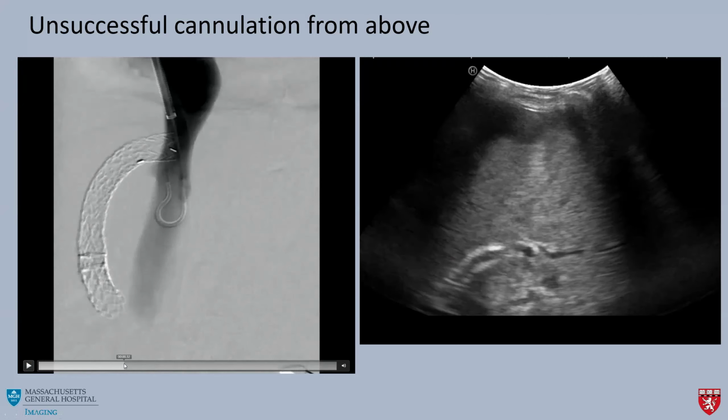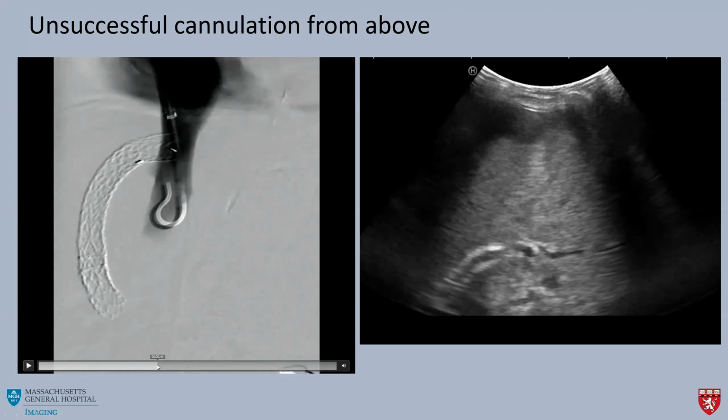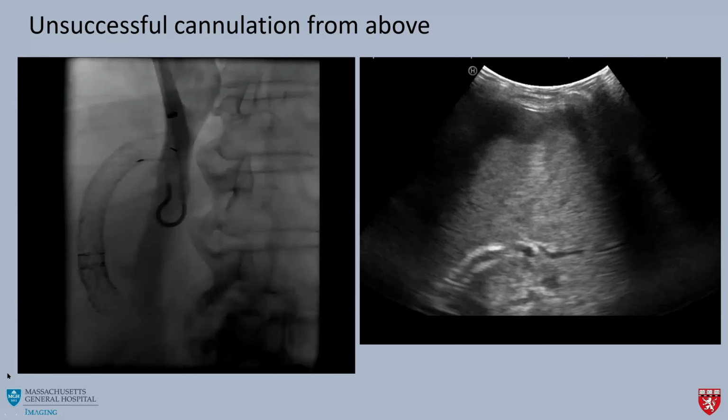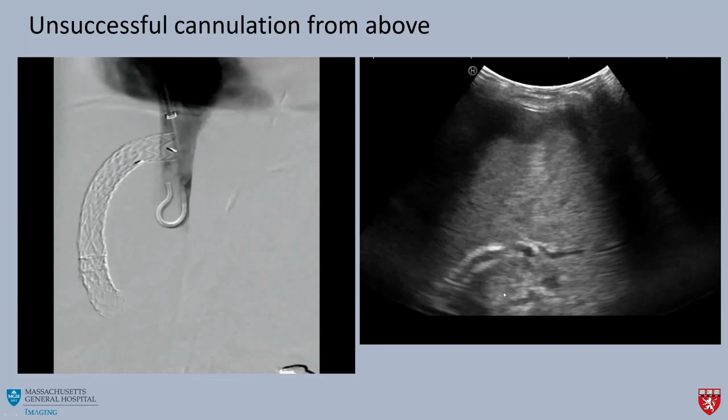We did a venogram here to see if we could maybe find a stump, but we were unable to do so. So there's probably flush occlusion of the thrombus. So that's when we decided to stick the TIPS stent directly, transhepatically, doing a direct puncture.